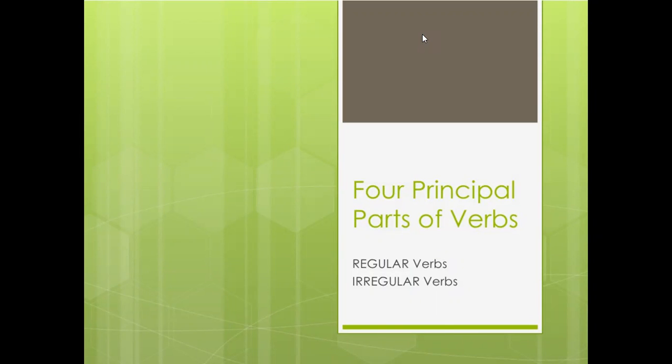So when we learn about verbs, there are four principal parts of verbs. Now first, we should understand what is a verb. Verb is what? It is an action word. Now you can see on the screen, I have written two kinds of verb, regular verbs and irregular verbs. So one by one, we are going to study about them.